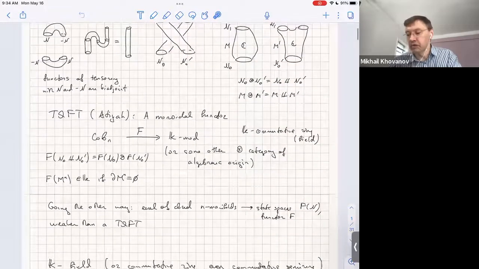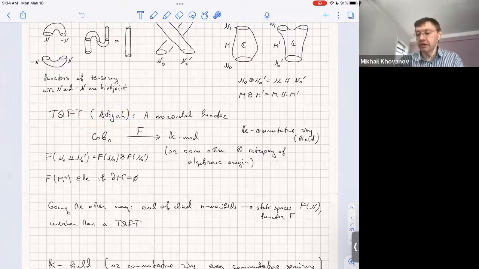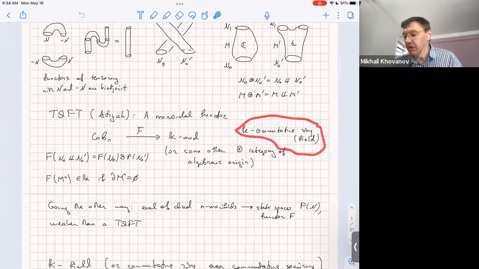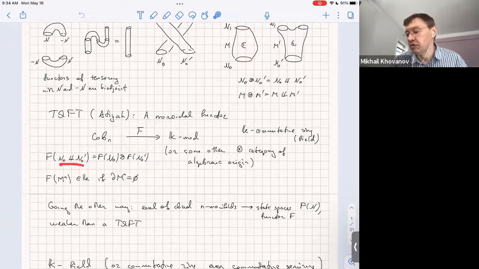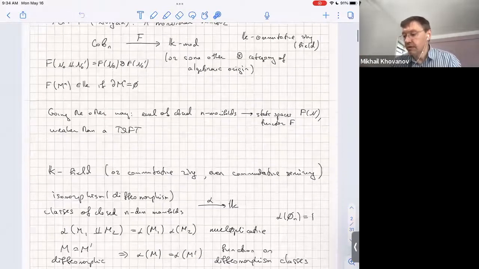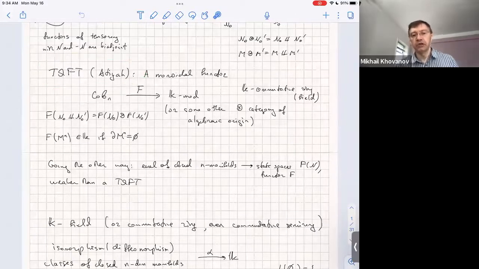And so the notion of TQFT, in the sense of Atiyah, is a monoidal functor F from this topological category to some algebraic category, like the category of modules over a field or a commutative ring K, which is monoidal, so it's multiplicative on objects, takes disjoint union to the tensor product, and closed, in particular, closed manifolds take values in the ground field or in K. There are lots of spectacular examples in dimension 3, in dimension 4: Witten-Reshetikhin-Turaev TQFT, Donaldson, Floer TQFT, etc.